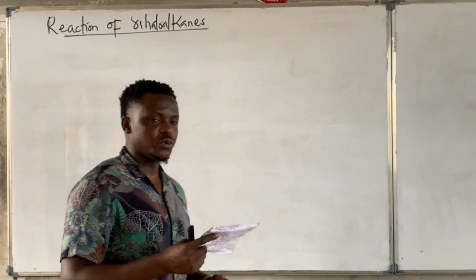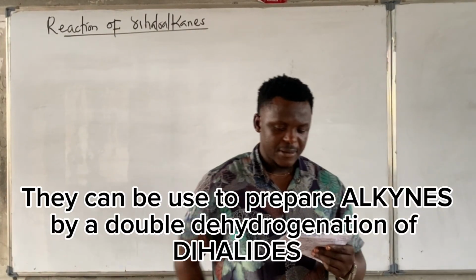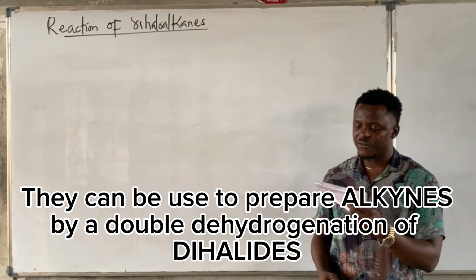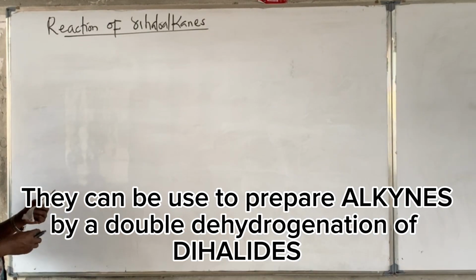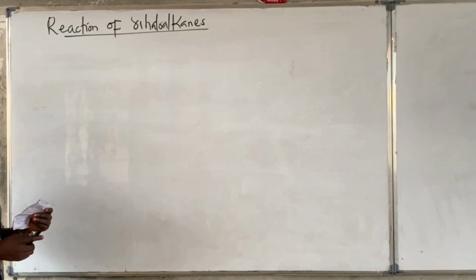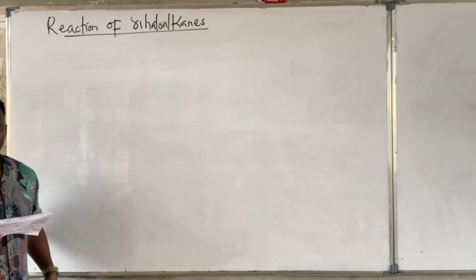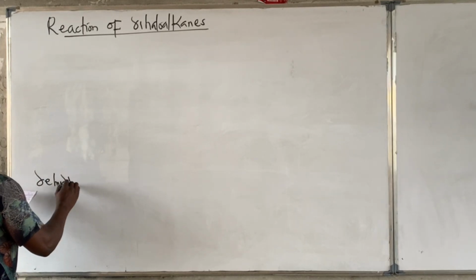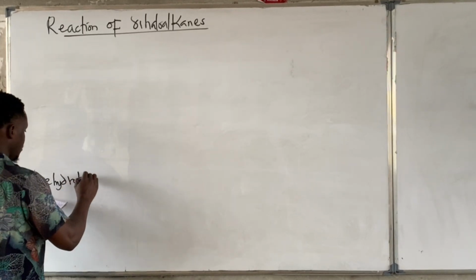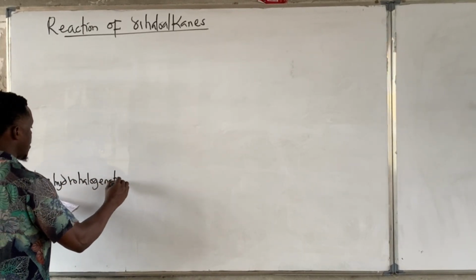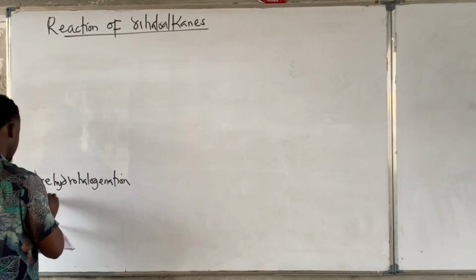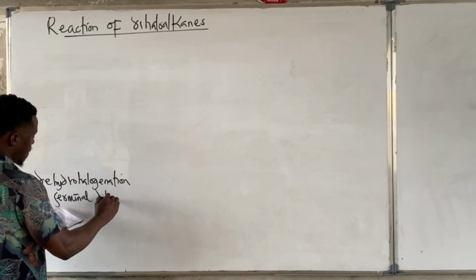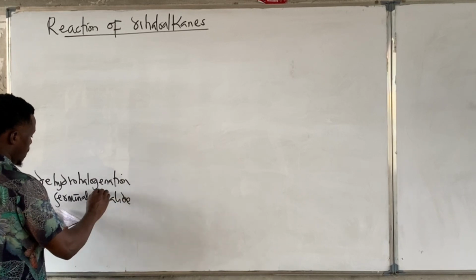Dihaloalkanes can be used to prepare alkynes by a double dehydrohalogenation of terminal dihalides.